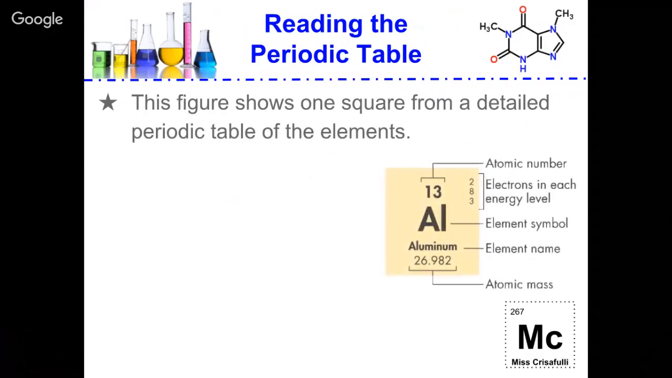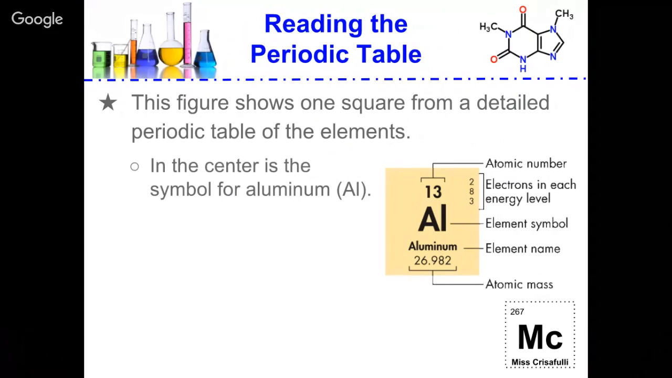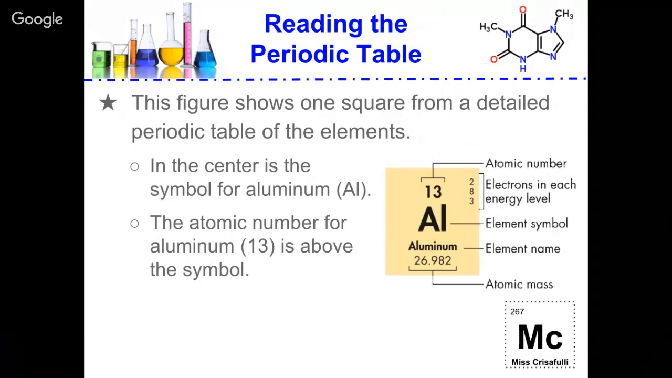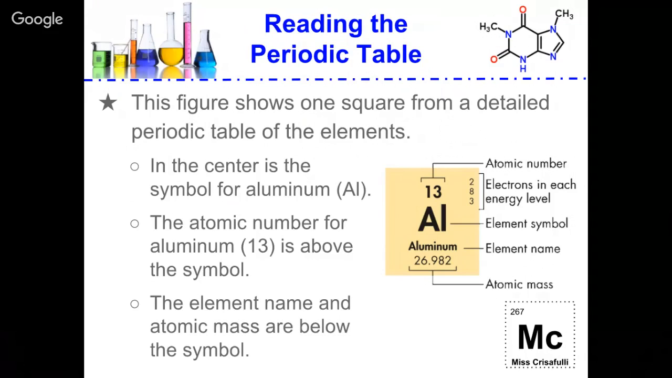So this figure shows one square from a detailed periodic table of elements. The center is the symbol for aluminum, Al. The atomic number for aluminum is 13. That's written above our symbol. And the element name and the atomic mass are below the symbol.